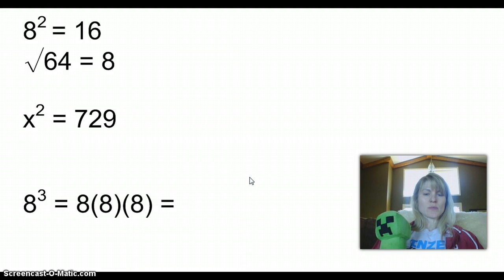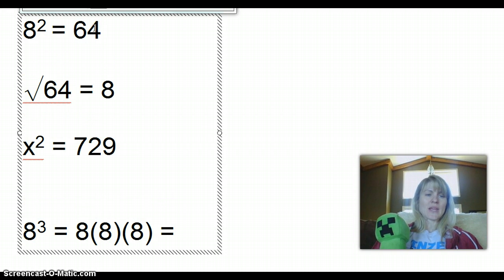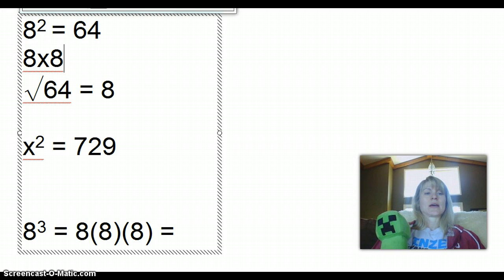Okay, so tomorrow we're going to be working on exponents and their roots. And just to review, this is wrong. We have 8 to the second power, and hopefully you remember that that just means 8 times 8, because 8 to the second means 2 8s, and 8 times 8 is 64.